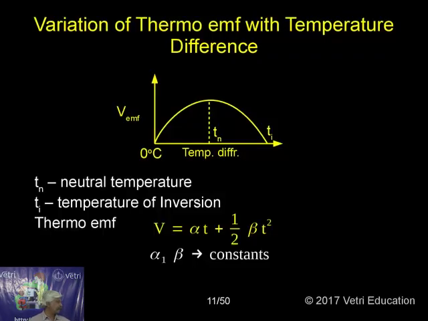The thermo EMF developed can be related by the formula alpha T plus 1 by 2 beta T square. This is central syllabus, be careful. What is V, the thermo EMF developed? Generally, thermo EMF V is nothing but the difference in thermo EMF between the two junctions, that is, the potential developed in the hot junction minus the potential developed in the cold junction. That is the value of V. This V can be calculated using the formula alpha T plus half beta T square, where alpha and beta are constants. From this also the neutral temperature can be explained. That is how to understand it.